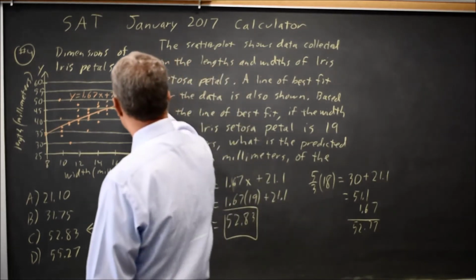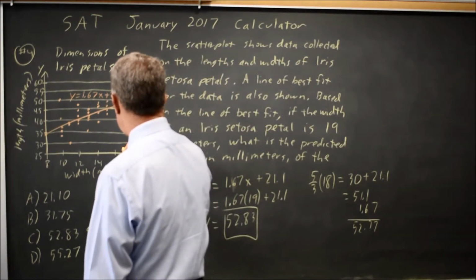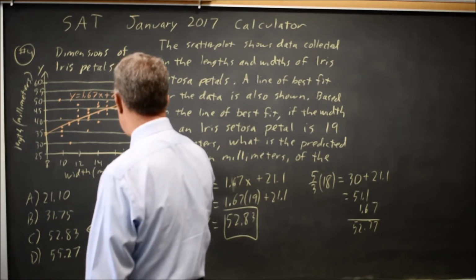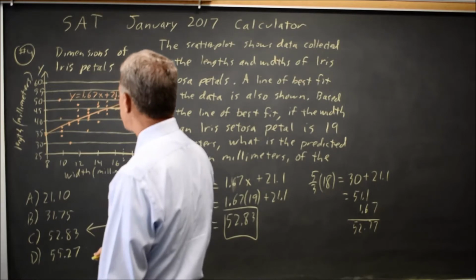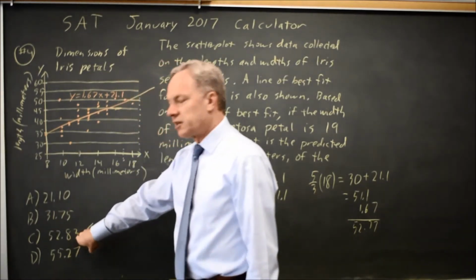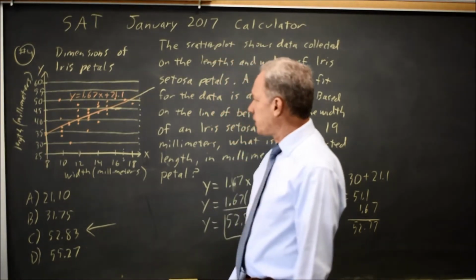I could also extend the graph and say 17 is there, so 19 is about here. And I'm below 55 but above 50. The only answer choice below 55 but above 50 would be choice C. So again, I get the same answer.